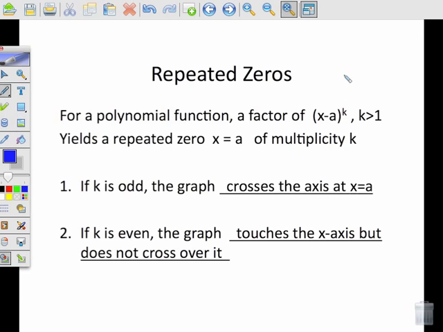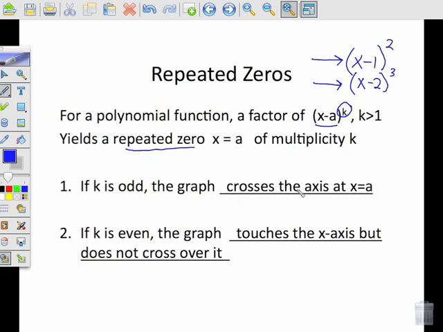Repeated zeros. Sometimes when we have our polynomial functions, we've got zeros that occur at the same location. For a polynomial function, a factor of x minus a to the k power, where k is greater than 1, so maybe something like x minus 1 to the second, or x minus 2 to the third, yields a repeated zero at x equals a. It's called the multiplicity of k. Multiplicity. Multiple zeros at the same number. See here on x minus 1 to the second, that means there are 2 zeros at 1. X minus 2 to the third means there are 3 zeros at 2.